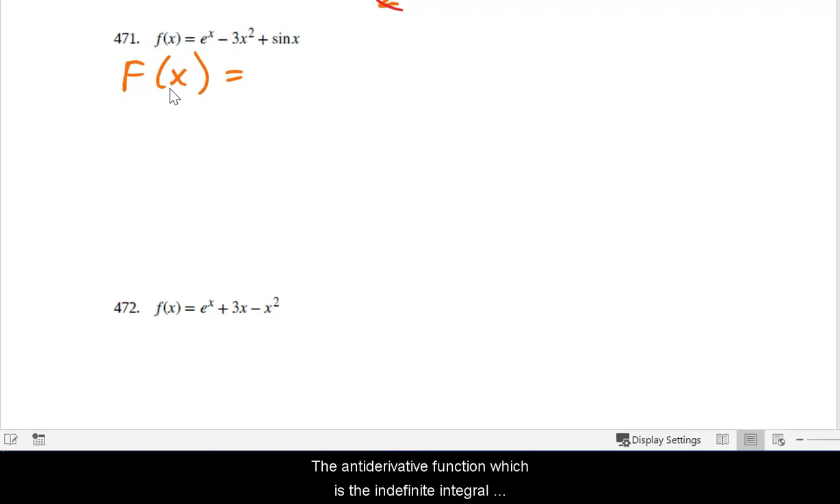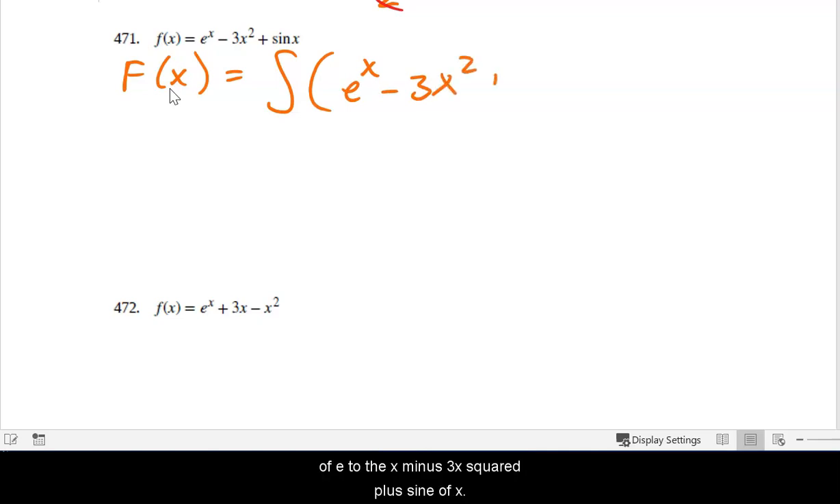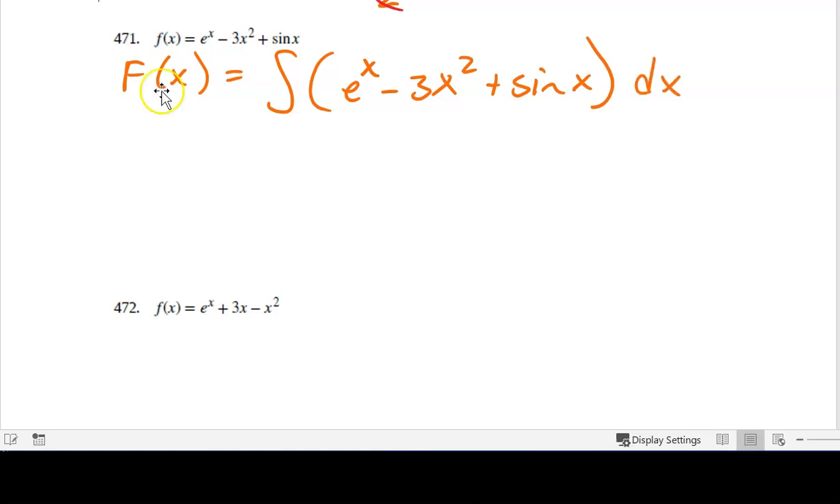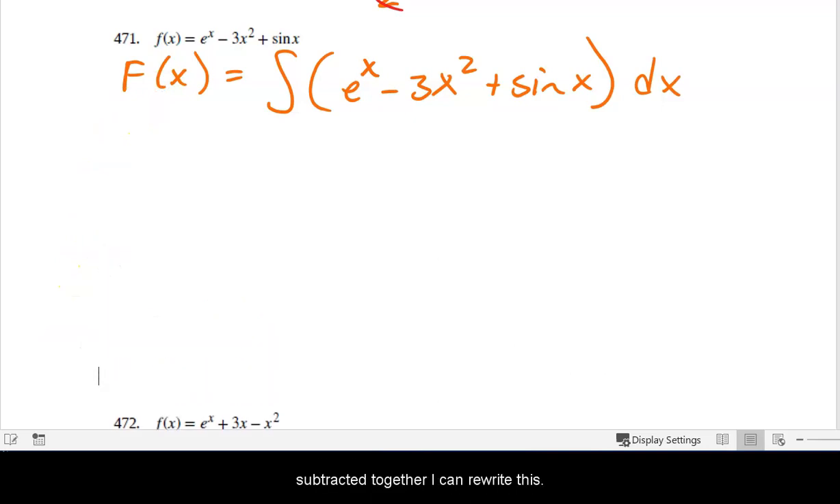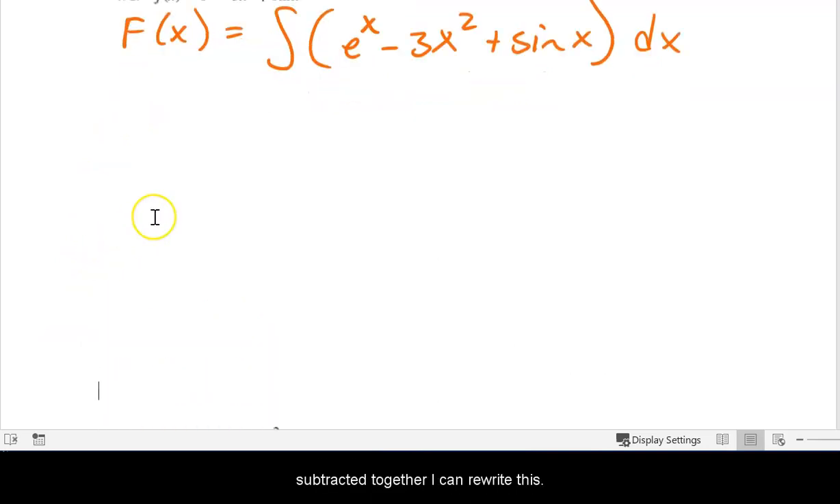The antiderivative function, which is the indefinite integral of e to the x minus 3x squared plus sine of x, close the integrand times the differential dx. Now I can rewrite it since those are added and subtracted together. I can rewrite this by splitting up the integral.